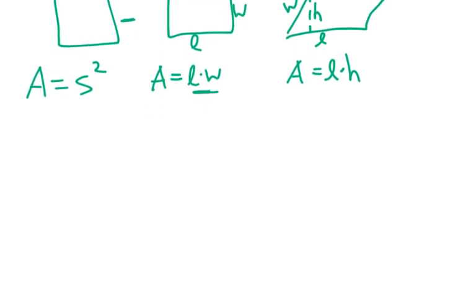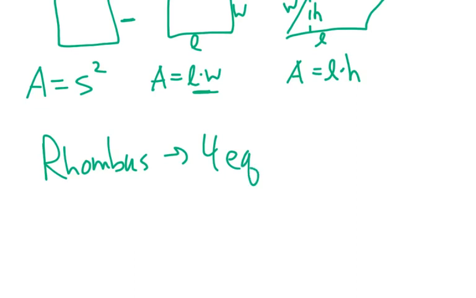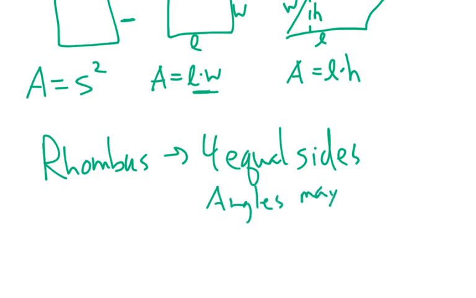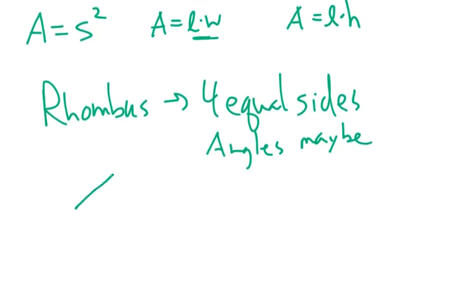Finally, let's talk about the rhombus. The rhombus has 4 equal sides, but the angles, not so much. Angles, I'm going to put maybe there. You know, they might be equal, but they don't have to be equal. So for example, you tend to see them looking like this, where, not the best drawing, but these are each equal, but these angles are by no means the same.